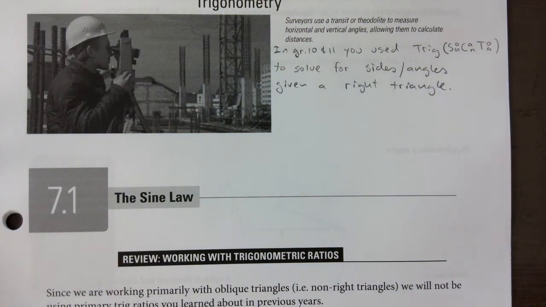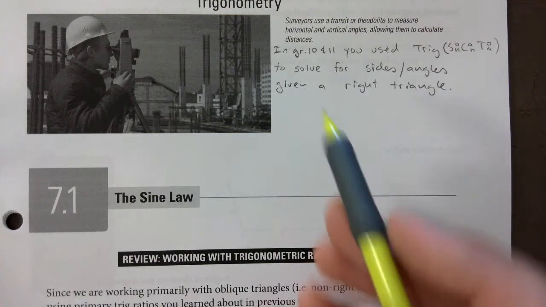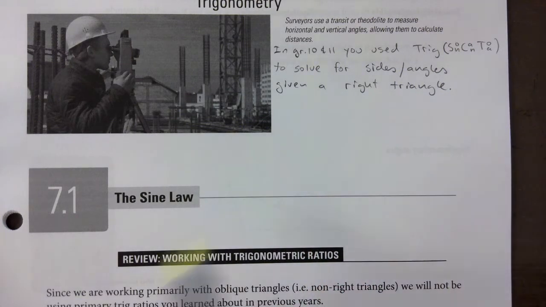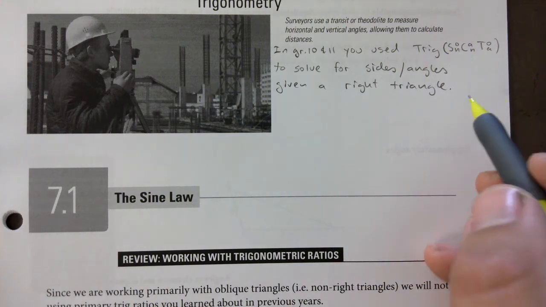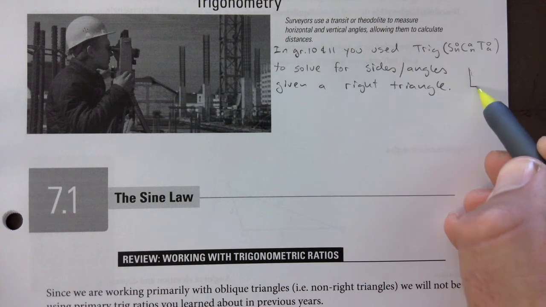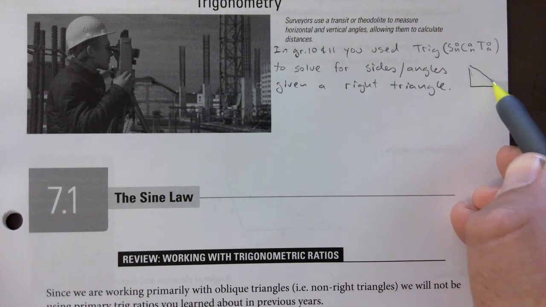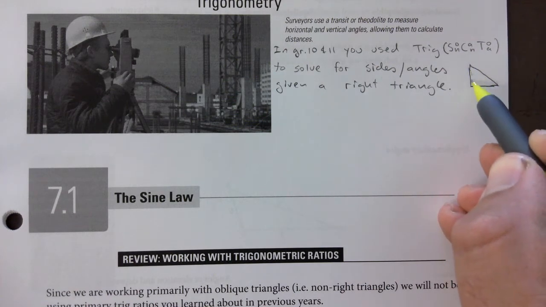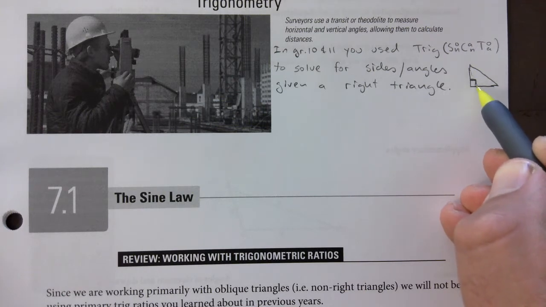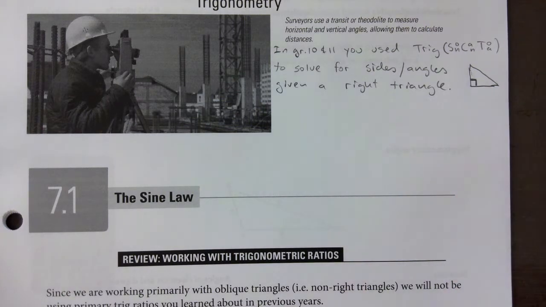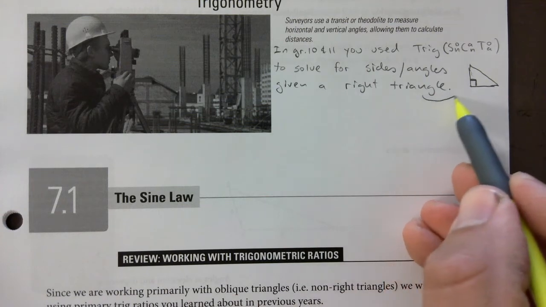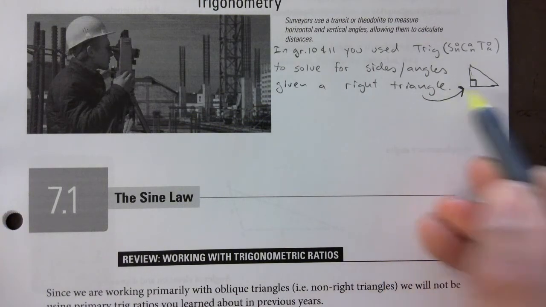So it's a bit small, I know, and that's why I'm reading it out as I'm writing it. But in grade 10 and 11, you use trig to solve for sides and angles given a right triangle. And you know it's a right triangle if you have a square in one of the corners. You have a 90-degree angle. Okay, so that's how you know it's a right triangle.